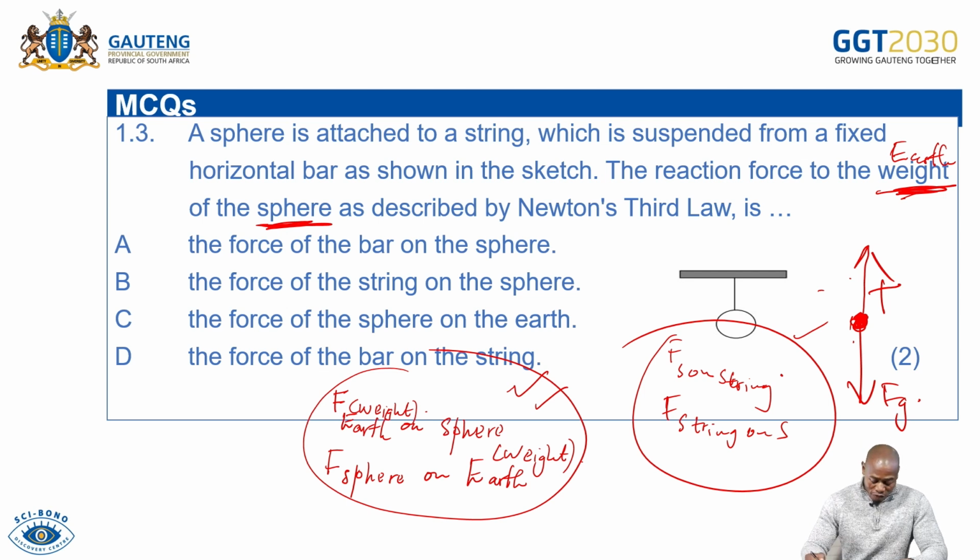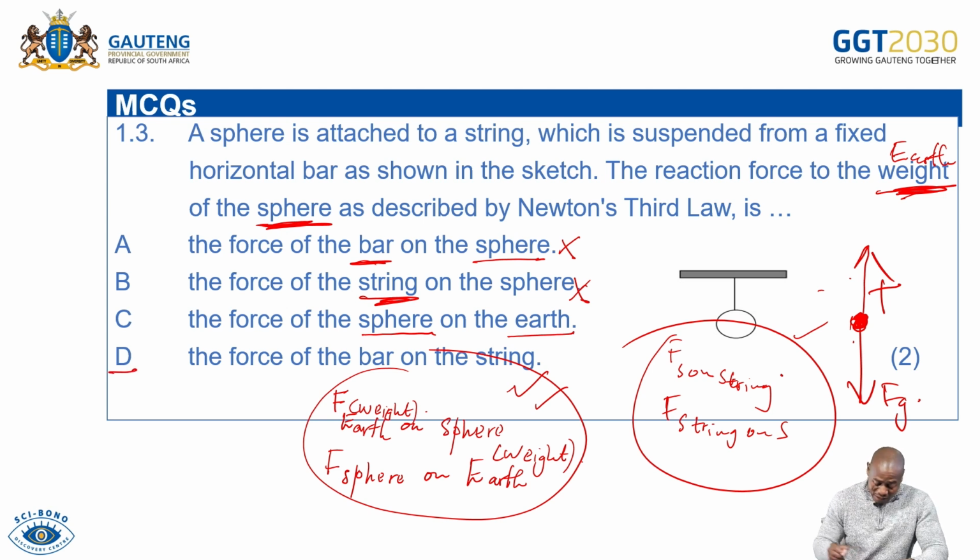Let's look at option A, the force of bar on the sphere. The focus here is the bar and the sphere, but our focus should be Earth and the sphere. So this is out. Second one, the force of the string on the sphere. The focus is not the string and the sphere, but Earth and the sphere. So this is also out, right? C, the force of the sphere on Earth, right? So sphere on Earth, that is our focus.